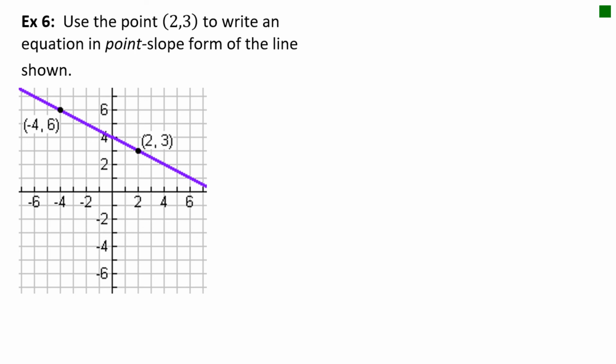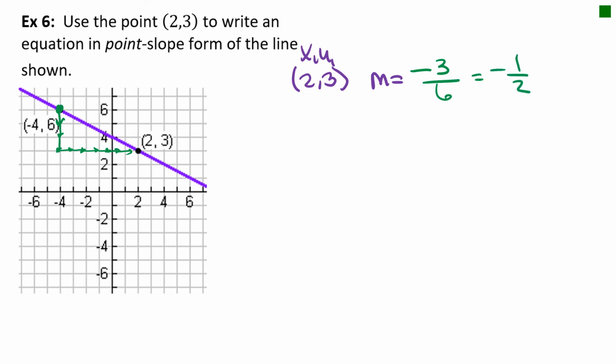Okay, so they're going to use the point 2, 3 to write an equation of point slope form of the line shown. So I know I've got the point 2, 3, x1, y1. What am I missing? Slope. Can I find the slope? Yes. Remember, I start at the point on the left, and I go up or down. I'm going down 1, 2, 3. So down 3, negative's my direction. And I'm going right 1, 2, 3, 4, 5, 6. That reduces to -1 over 2.